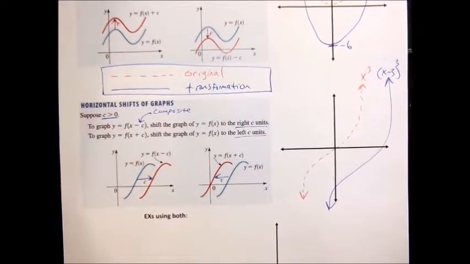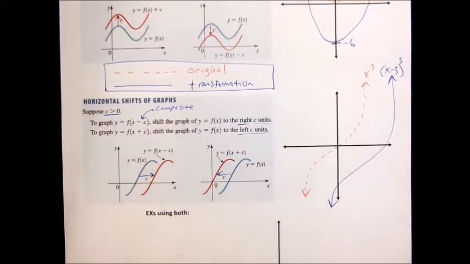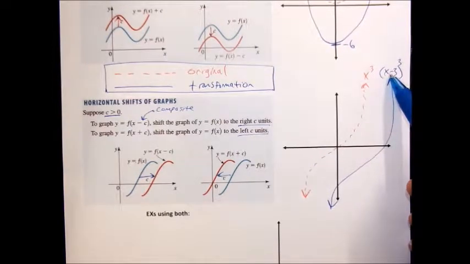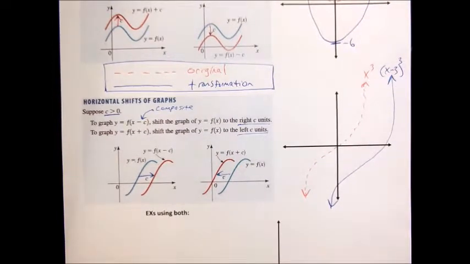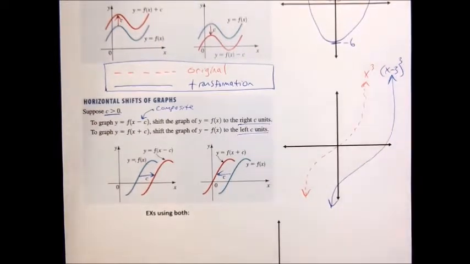Yes? I was just going to say, in the situation where you got rid of the parentheses, it would look like that, but it would be shifting up. If the minus 3 was not inside there? So if it wasn't in parentheses, if it was x cubed minus 3, then it would look like that, but it would be shifting down. But if it's (x minus 3) cubed, with parentheses, it's moving it to the right.